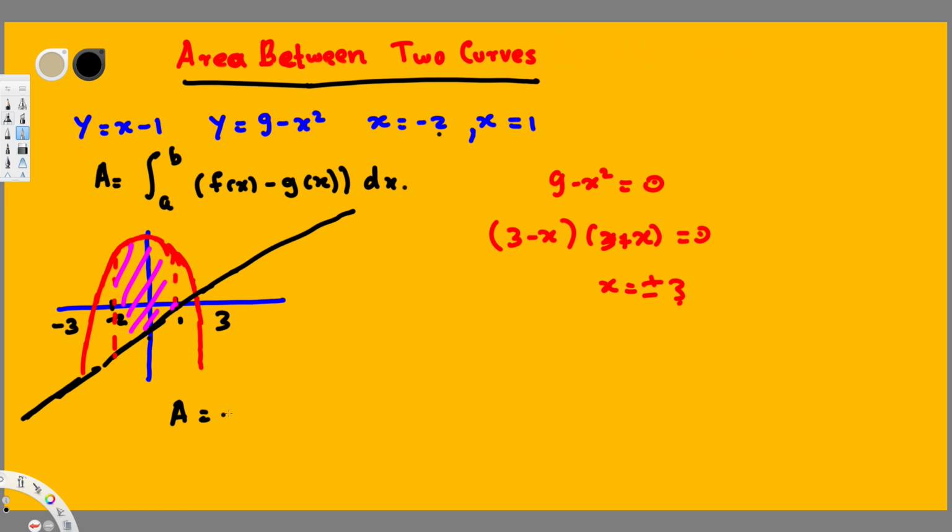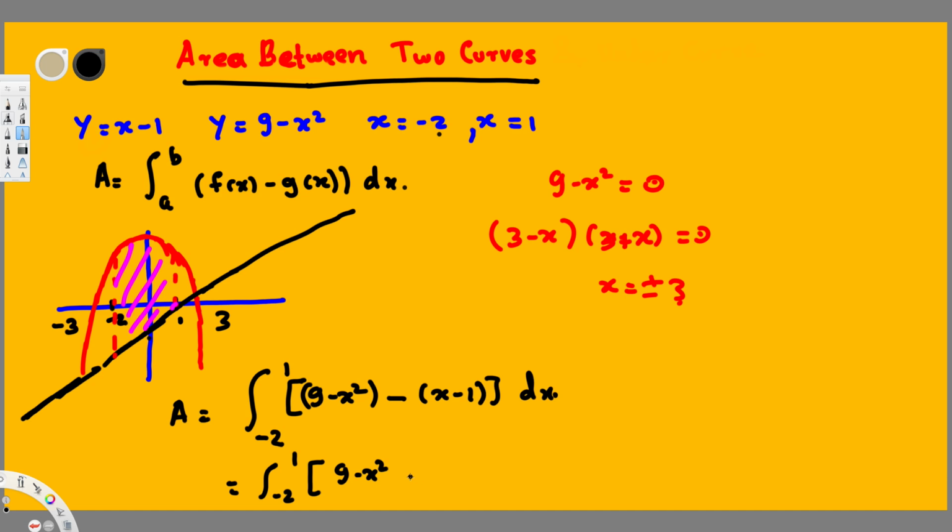Here A is going to be the integral, and the limits of integration are negative 2 to 1. So this is going from negative 2 to 1, and the first function, that's going to be the upper function, is 9 minus x squared, minus the bottom function, that is x minus 1, dx. Now let's simplify this. This is going to be the integral from negative 2 to 1 of 9 minus x squared minus x, minus minus makes this plus, so this is going to be plus 1. Now if you add this 1 with 9, that's going to give you 10. So here we are going to have negative 2 to 1 of 10 minus x squared minus x.